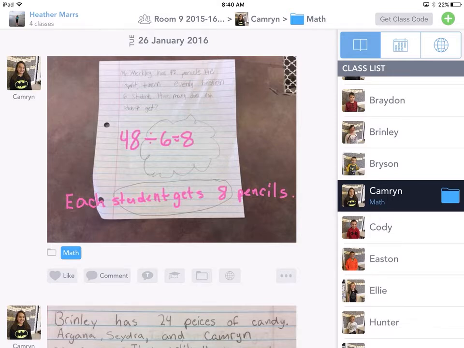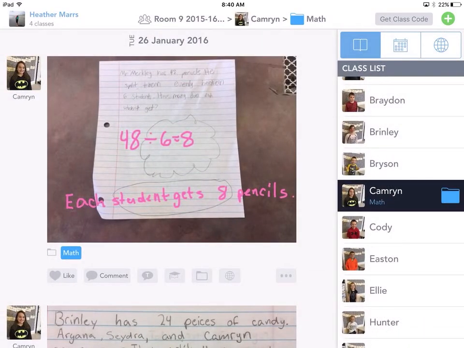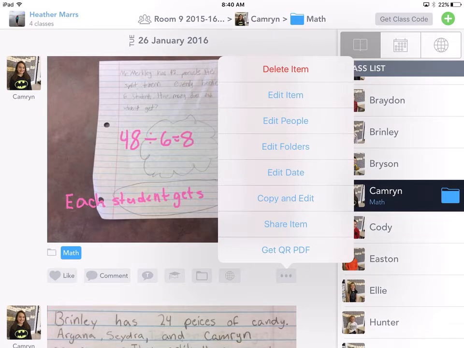So here on the first one, you can see the piece of paper says Mr. Merkley has 48 pencils. He split them evenly between 6 students. How many does each student get? So this was written by another student, and what Cameron did was she clicked on the 3 dots, and again, as students, they only see the copy and edit option. They don't see anything else.